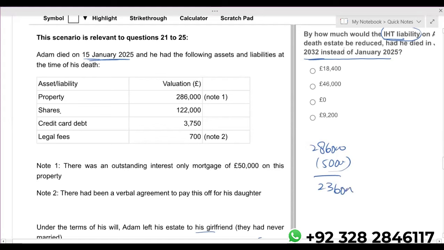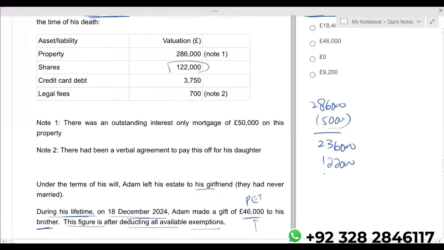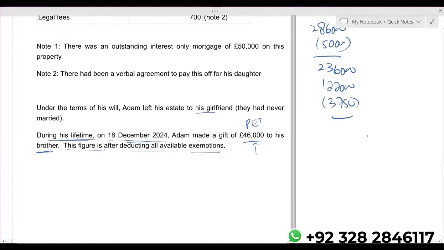236. I'm just calculating the chargeable estate. Shares, I'll take 1,22,000. I will deduct the credit card. That's it. Here comes the chargeable estate: 2,36,000 plus 122 minus 3,750. I'm getting 3,54,250. That is the chargeable estate.